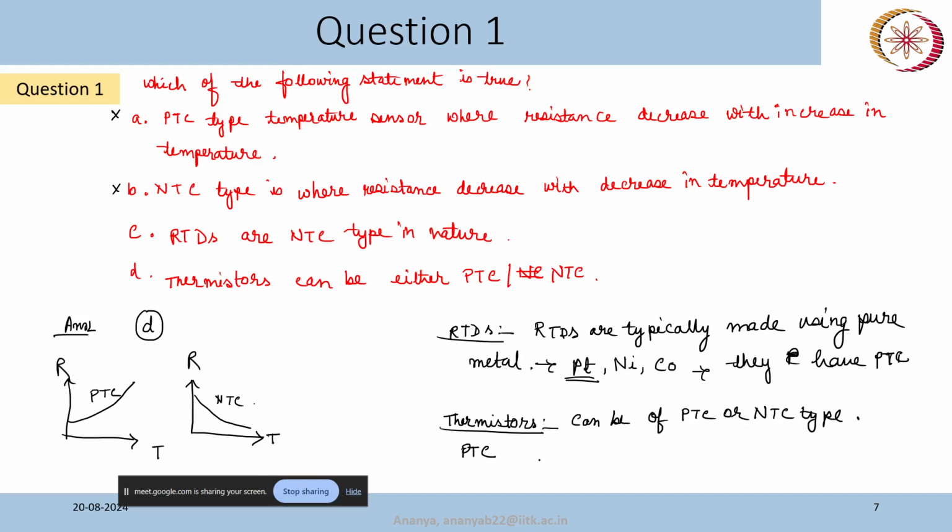I will write it down. PTC thermistors are used in series in an electronic circuit as a resettable fuse, because the resistance increases, so it acts like a self-regulating heating element.